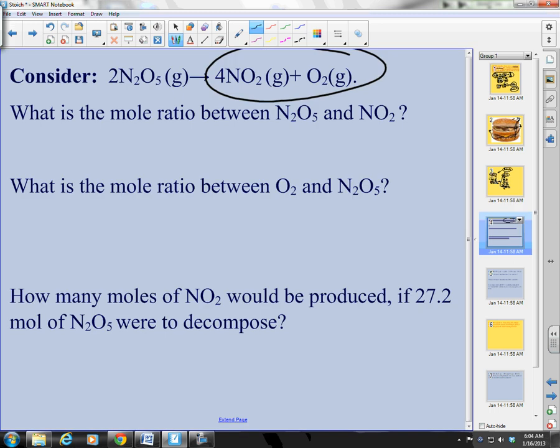So when we look over here, what is the mole ratio between dinitrogen pentoxide and nitrogen dioxide? We look at the ratio of their coefficients. These coefficients represent not just the number of molecules that react. Two molecules of dinitrogen pentoxide decompose into four molecules of nitrogen dioxide plus one molecule of oxygen. Not only molecules, but moles. This says 2 moles of dinitrogen pentoxide decompose to form 4 moles of nitrogen dioxide and 1 mole of oxygen.